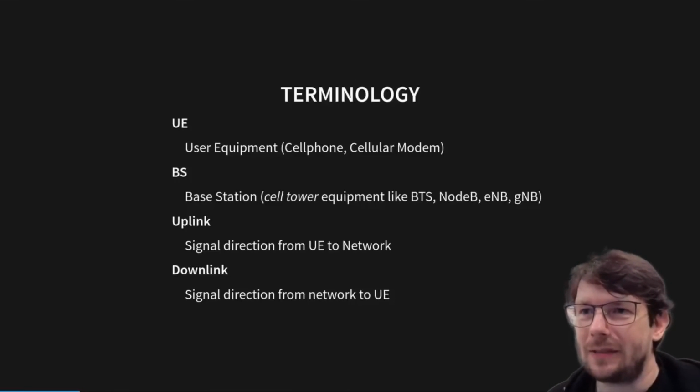Uplink is by definition the direction from the user equipment to the network, and downlink vice versa. The easy way to remember that is to think of a classic cell tower with a high antenna. So if you're sending something up there, it's uplink, and if you're receiving it from the antenna down to you, it's downlink.